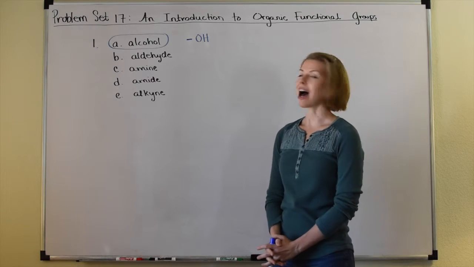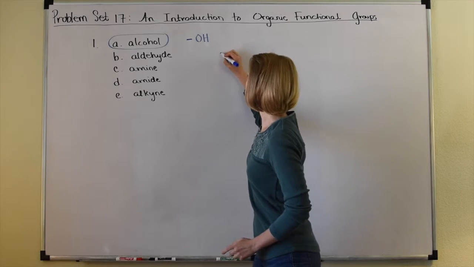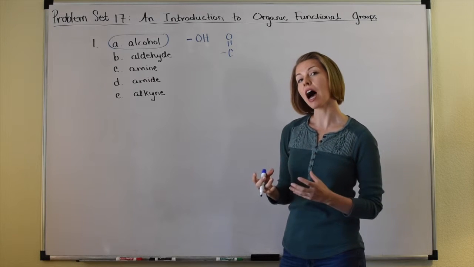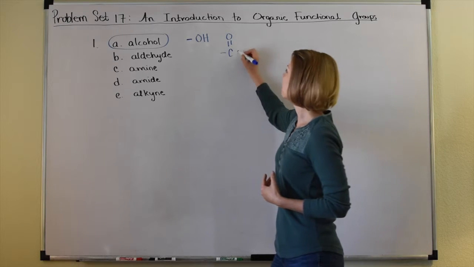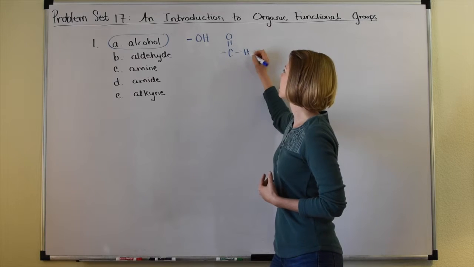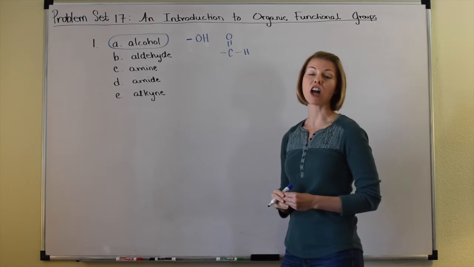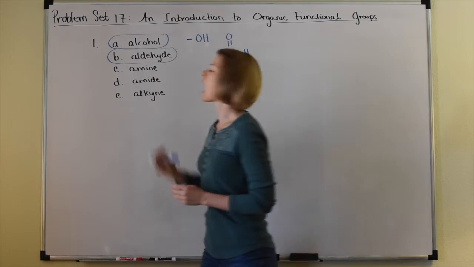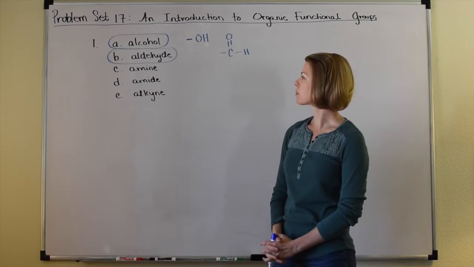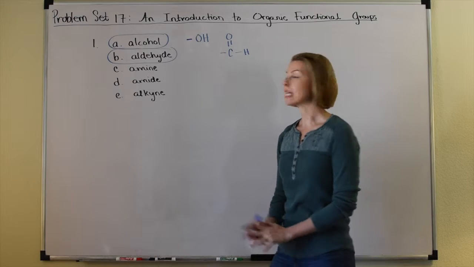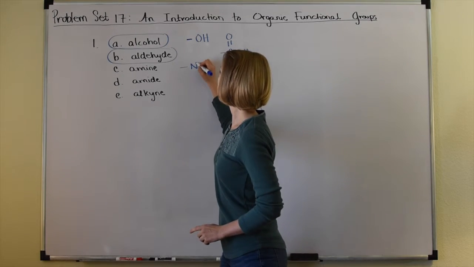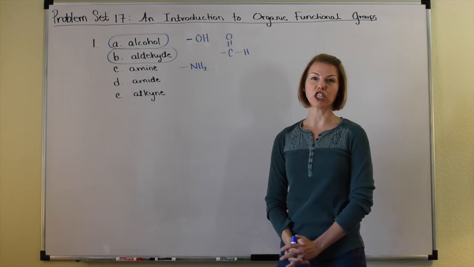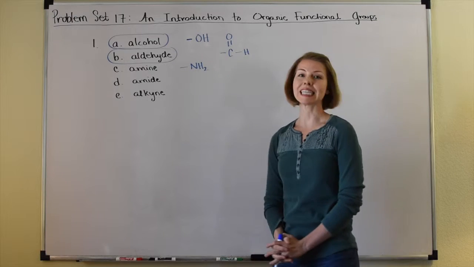B, aldehyde. The aldehyde functional group contains a carbonyl, and in order to be an aldehyde, on one side of the carbonyl there must be a hydrogen. So the carbonyl does contain oxygen, so you should circle B. Aldehydes have an oxygen. C, amine. An amine contains a nitrogen but not an oxygen. You should not circle C, amine.